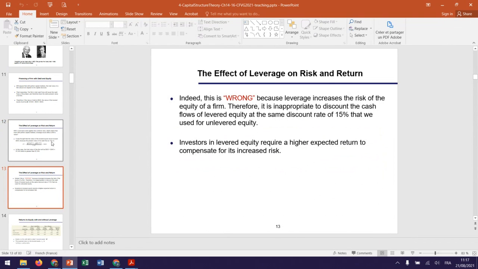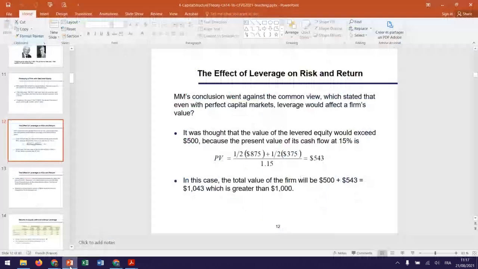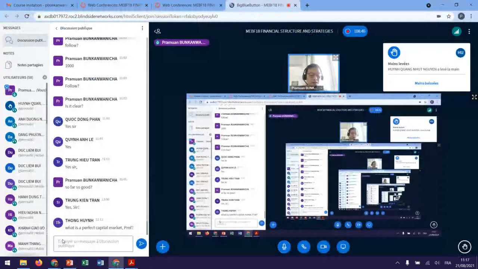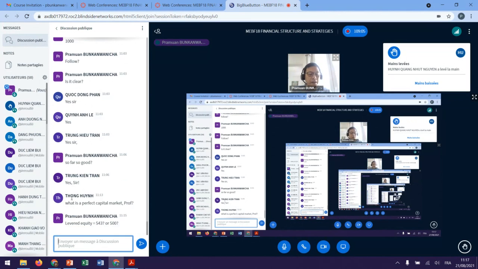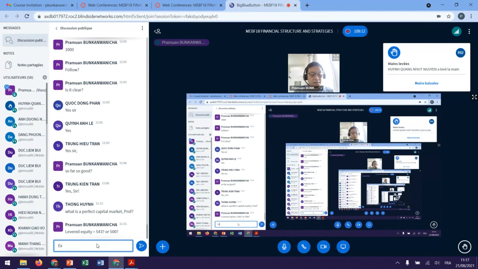Right? So, can anyone give me the answer? What is wrong? Why the 543? You would think that the levered equity should be equal to 545 or 500. Look at the way we calculate the expected cash flow for levered equity.